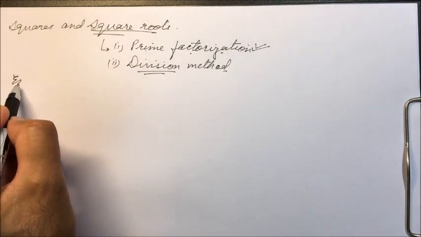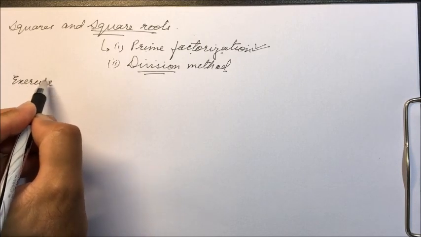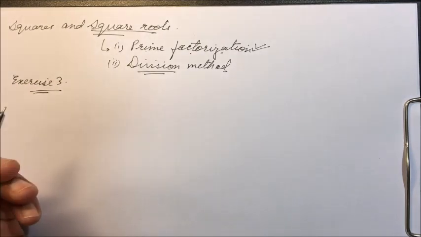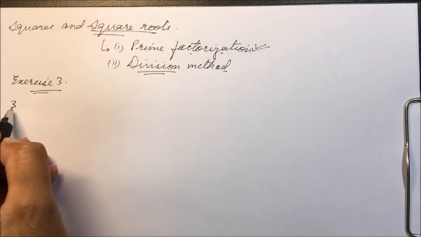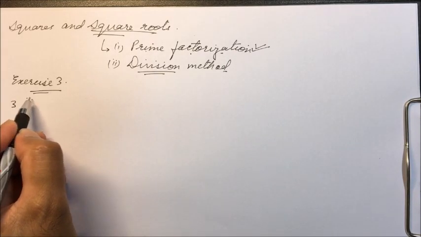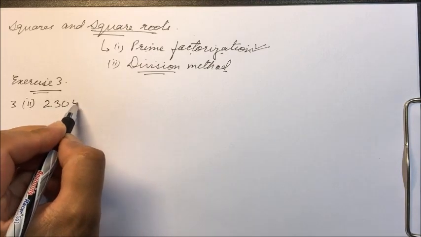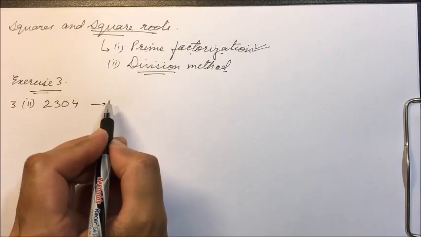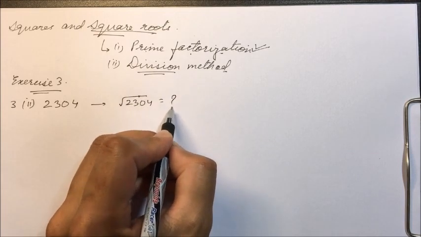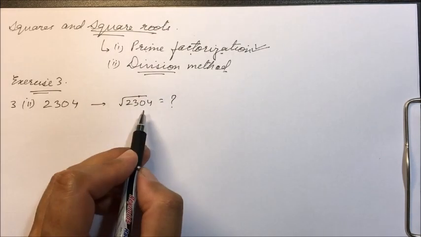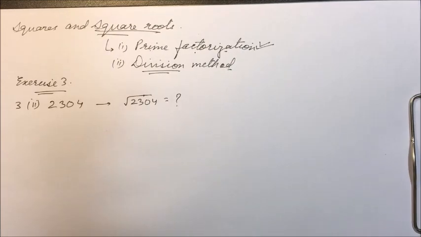So from exercise 3, I am taking the third question, second part: 2304, and we have to find its square root. Its square root we have to calculate using the division method. So how will we proceed?